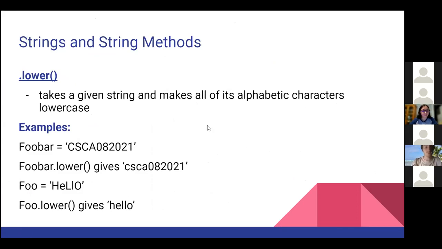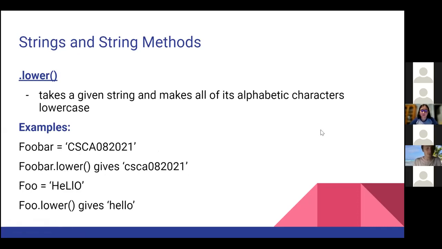So just another example of a string method. Dot lower is also a string method. Basically lower will take a given string and make all of its alphabetic characters lowercase. So for example, if I have foobar CSCA08 2021, if I do dot lower, it will give you csca08 2021.